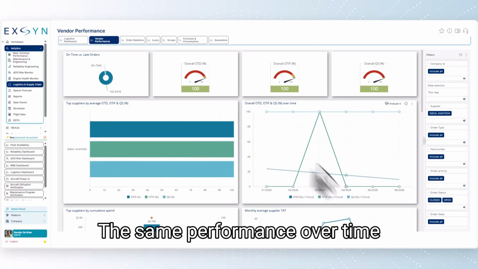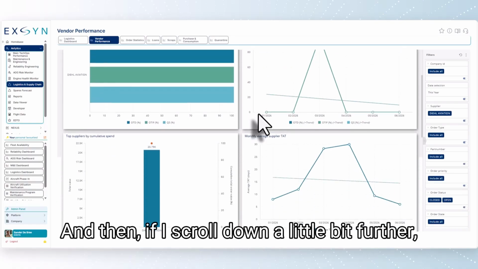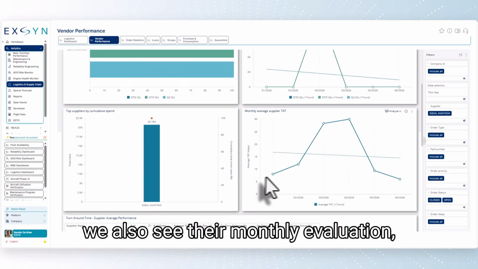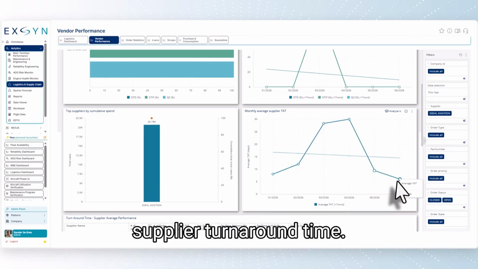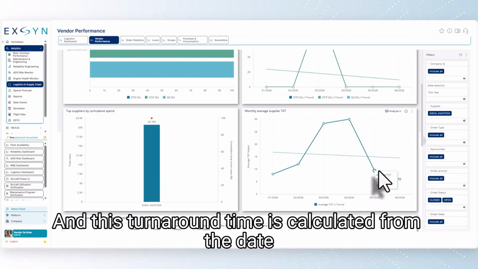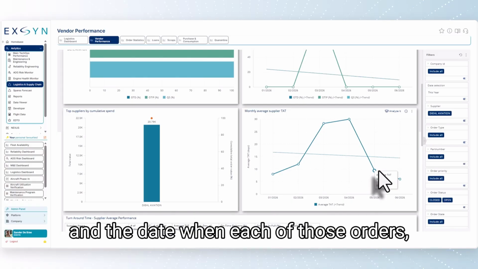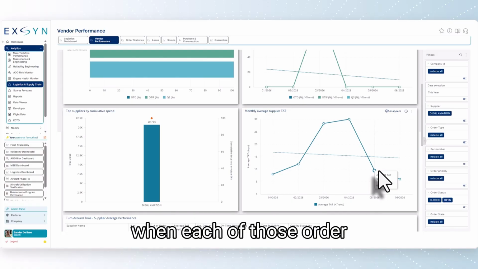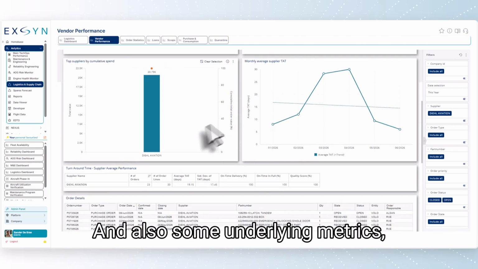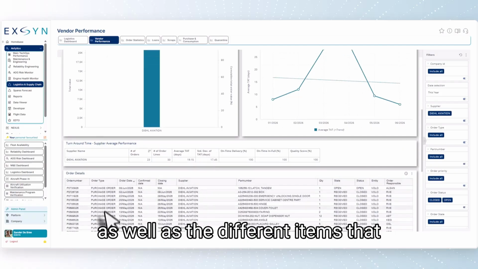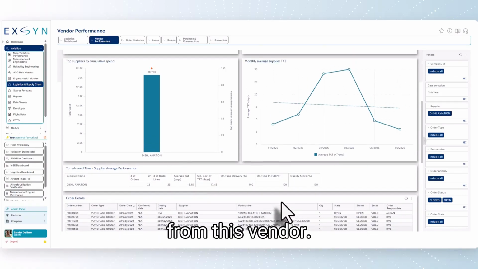The same performance over time for their overall order completion rates. And then if I scroll down a little bit further, we also see their monthly evolving supplier turnaround time. And this turnaround time is calculated from the date we have actually raised the order with this supplier, and the date and timestamp when each of those orders have been delivered to us. And then some underlying metrics, as well as the different items that we are purchasing and requesting from this vendor.